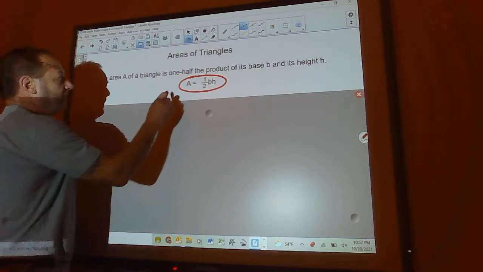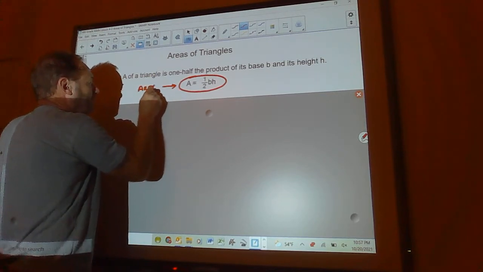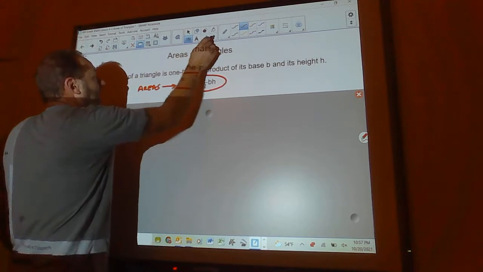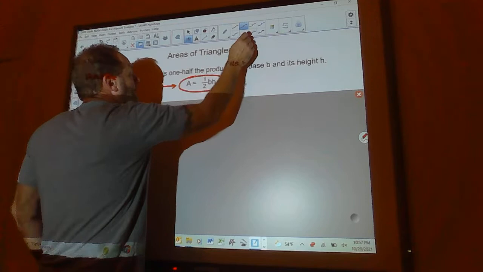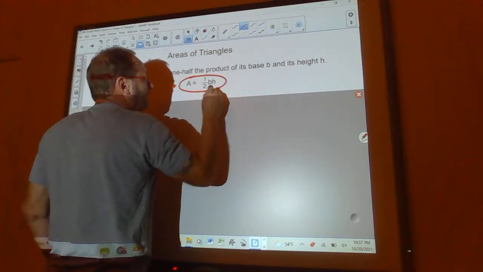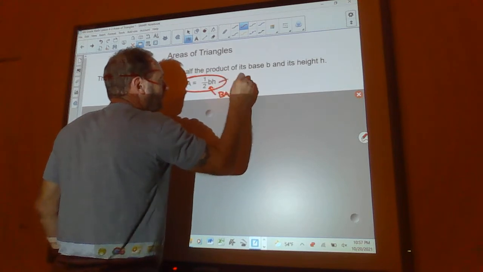So A stands for area, B stands for base, and H stands for height.